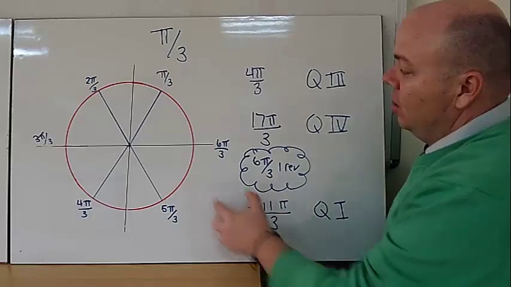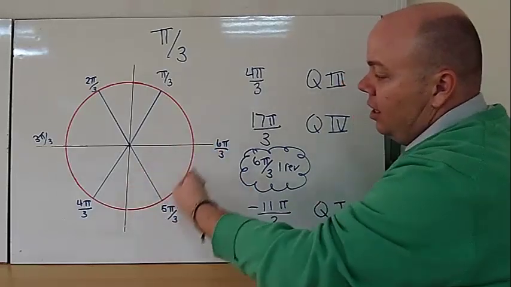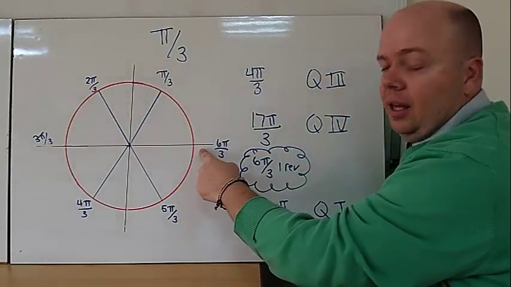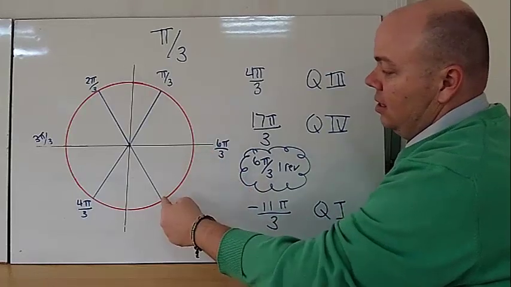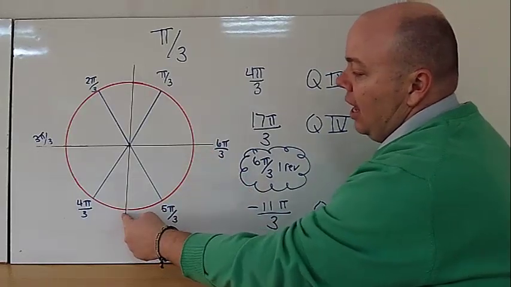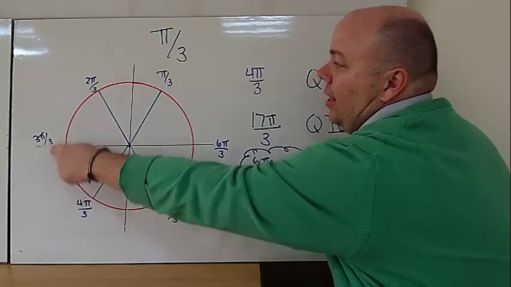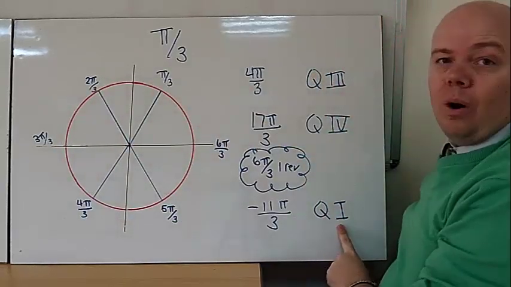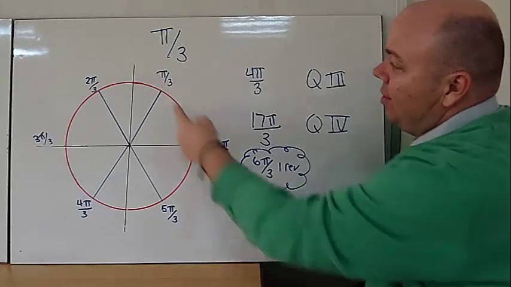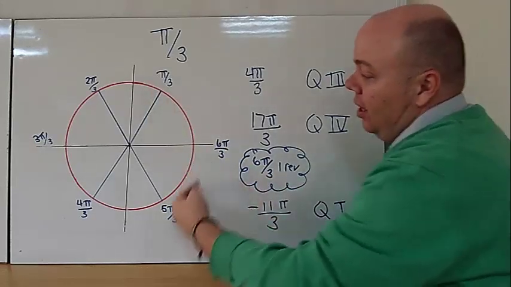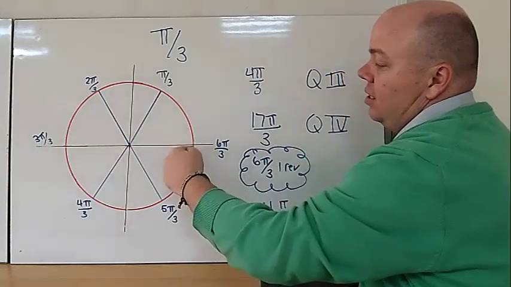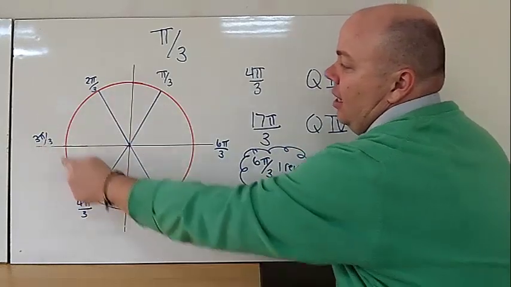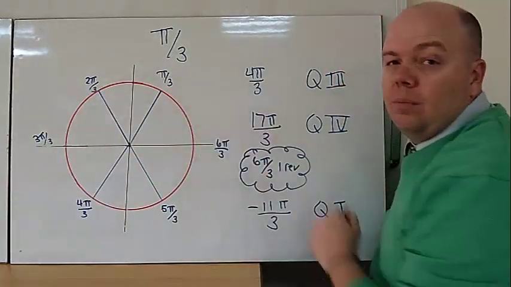Negative 11 pi over 3. So again, that would be going this way. So this is negative 6, negative 7, negative 8, negative 9, negative 10, negative 11. So that puts me in the first quadrant. So negative 11 pi over 3 is exactly the same as pi over 3. I went around this way 6, 7, 8, 9, 10, 11. Puts me there.